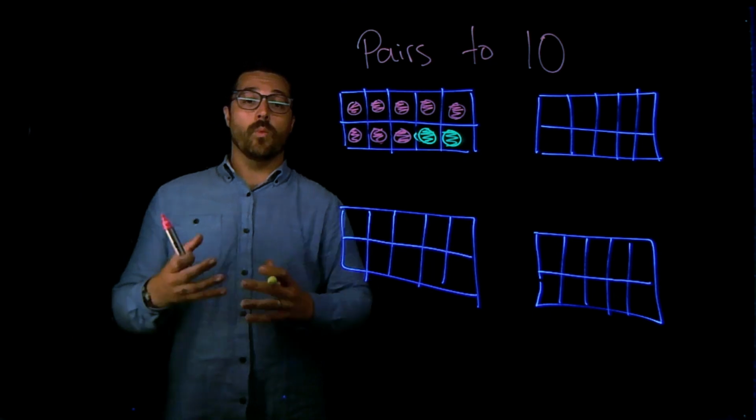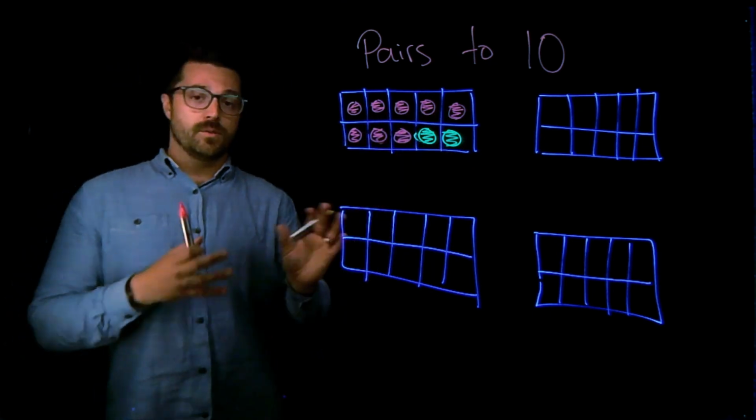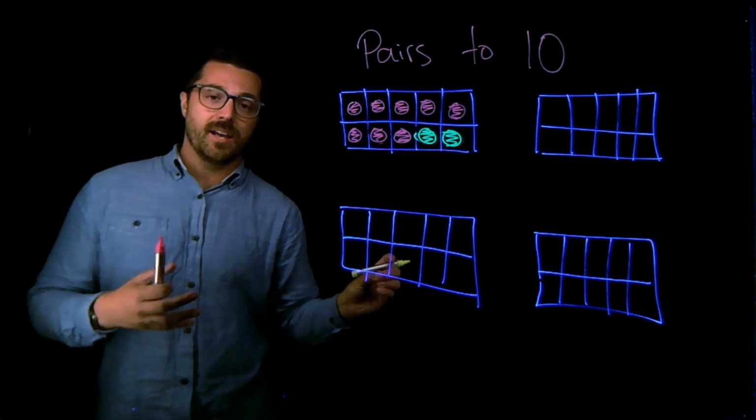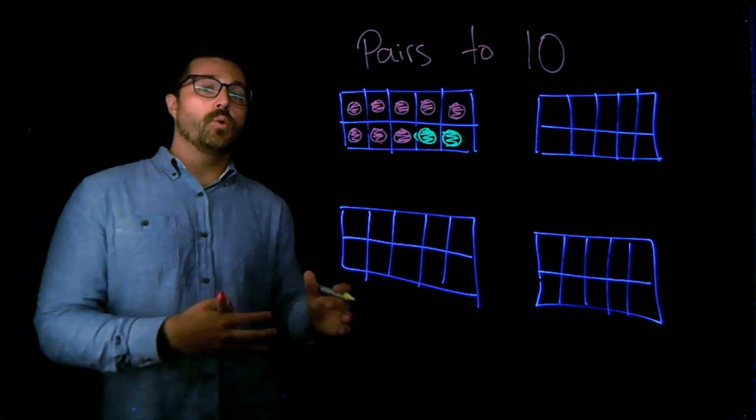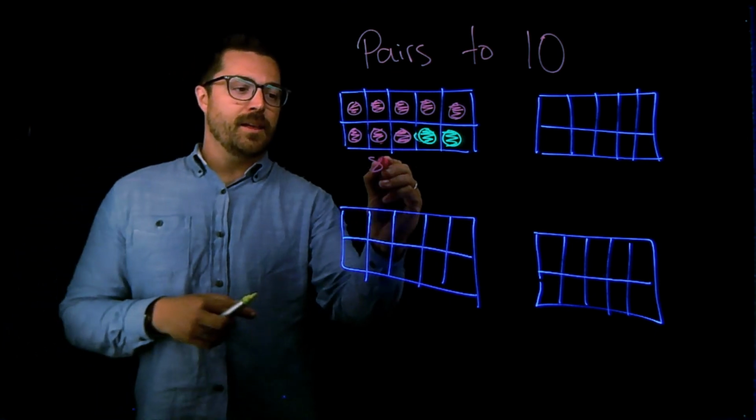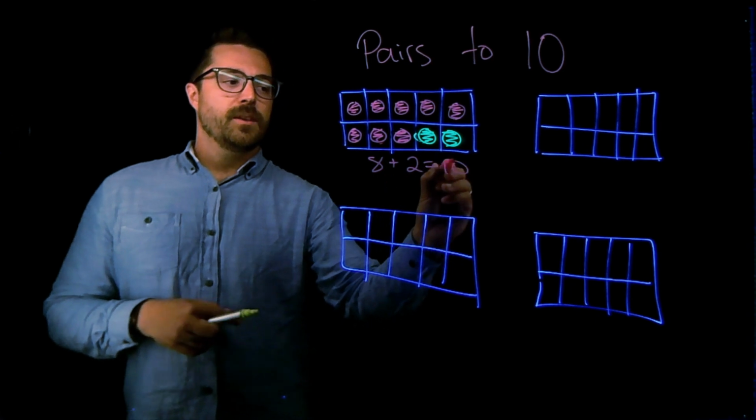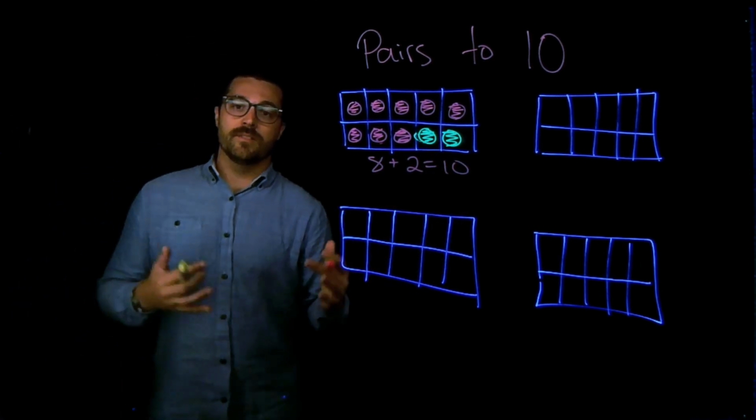If there's 2 that weren't filled in, if I filled those spaces in, 2 more, I would have 10. That 8 and 2 must make 10. So that tells me that 8 plus 2 is 10. That's one of those pairs to 10.